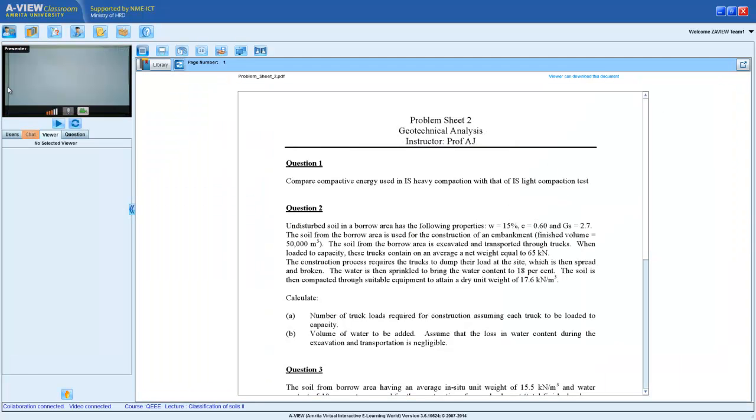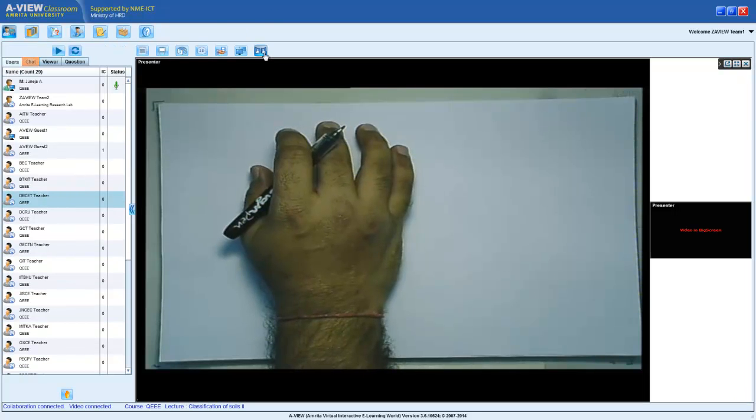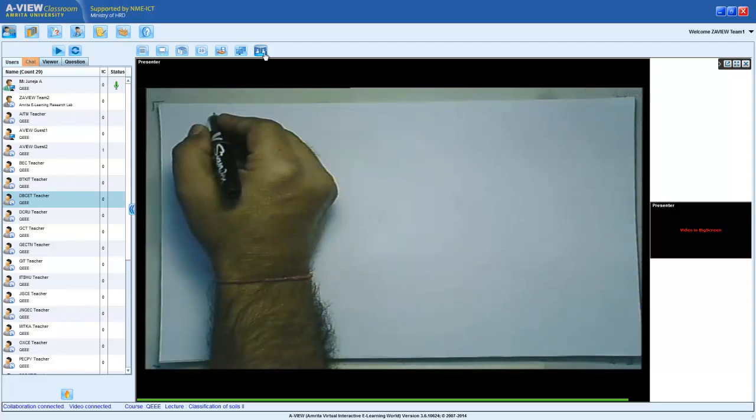Okay. Please go through question number 1. It says you are asked to compare the compactive energy in IS heavy compaction with the IS light compaction. Compactive energy is energy, so it has to deal with the impact force you apply when you place the rammer over the soil.